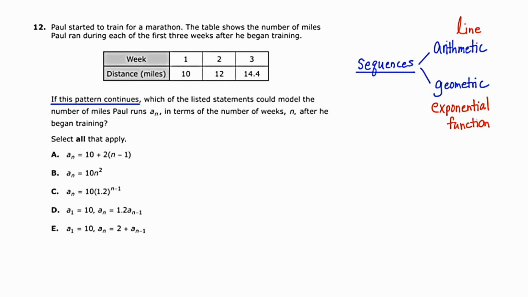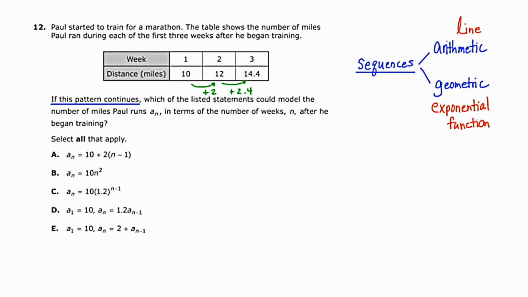If we look as the weeks go on, he starts off in week 1 running 10 miles. In week 2 he runs 12 miles, which is a difference of 2 miles from week 1 to week 2. But from week 2 to week 3, he transitions from 12 miles to 14.4 miles, which is adding 2.4 miles. So from week 1 to week 2, he adds 2. But from week 2 to week 3, he adds 2.4. So he's not adding the same exact amount each time.